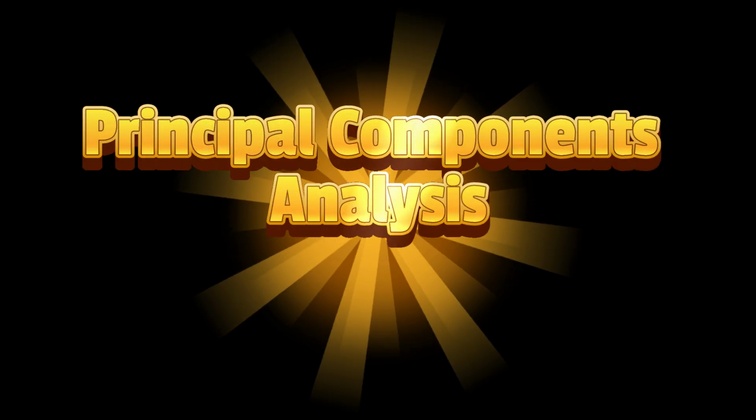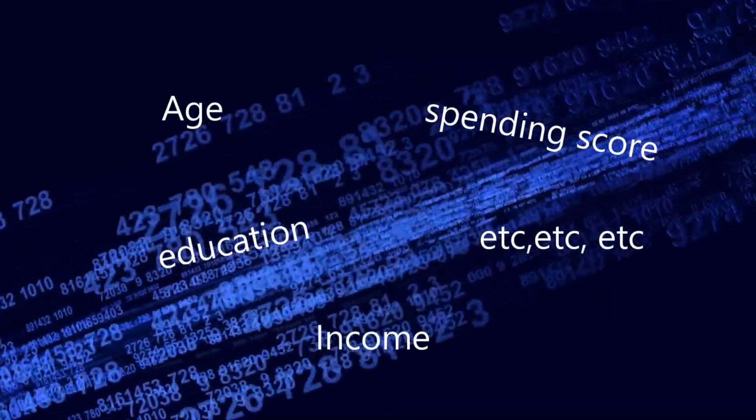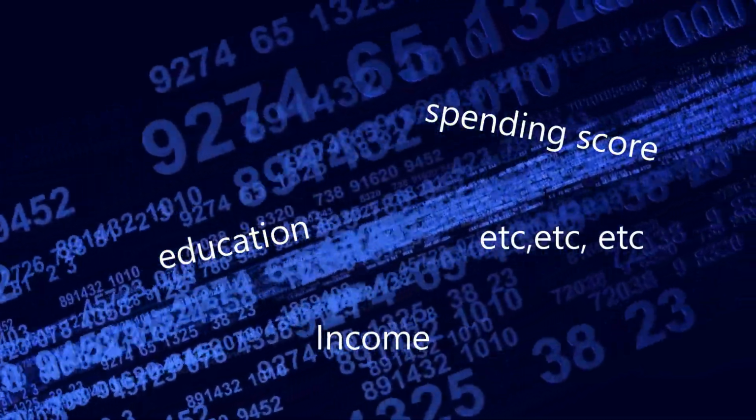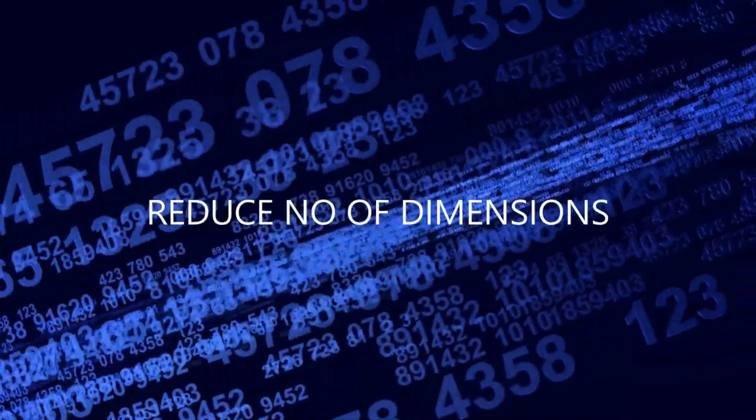Today we're diving into a powerful tool used in data science and machine learning, principal component analysis or PCA. Imagine you have a data set with tons of variables: age, income, spending score, education, and more. It's hard to visualize all of that at once, right? That's where PCA comes in. PCA helps simplify complex data by reducing the number of variables while keeping the most important patterns. It transforms your data into new components that are uncorrelated and ranked by how much variation they capture.